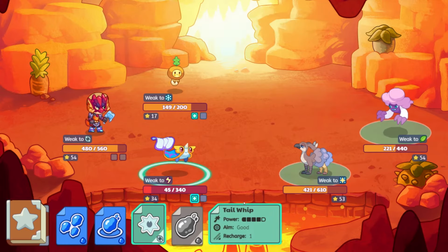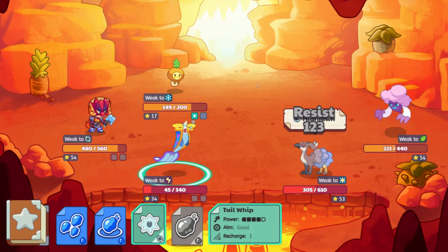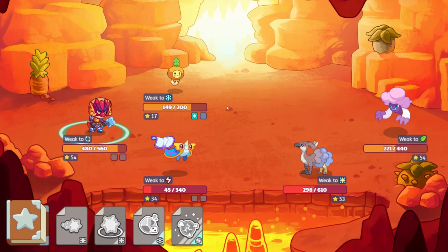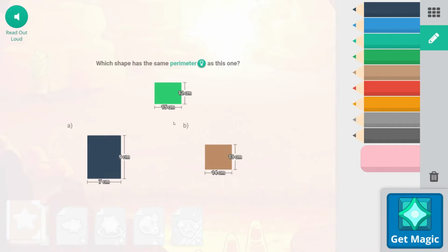All right, I want to finish off our Hyphon. They can hit pretty challengingly, so I want to go ahead and see if we can finish that off. Which shape has the same perimeter as this one? So perimeter is the outside of the shape. It's all the way around. Perimeter is the outside. So if you're putting in a fence, or if you are putting in a wall, or you want to know the trim of something, then that's what you're going to be using perimeter for. It's just the outside. So what I like to do, we can put the 12 here. We can put the 15 here.